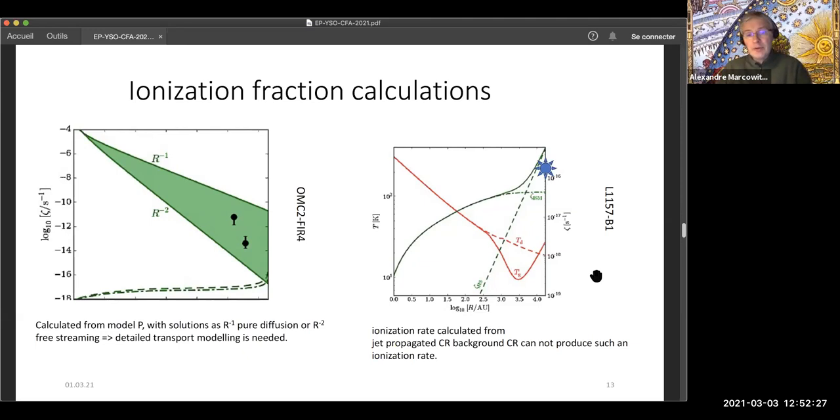But then for the bow shock, please look only at the green curve. What you have here is the ionization rate calculated from the jet propagated in this object. In order to reach the observation, we absolutely need the help of in situ particle acceleration at the termination shock. If you rely only on background cosmic rays, it's not enough. So you really need an in situ component.